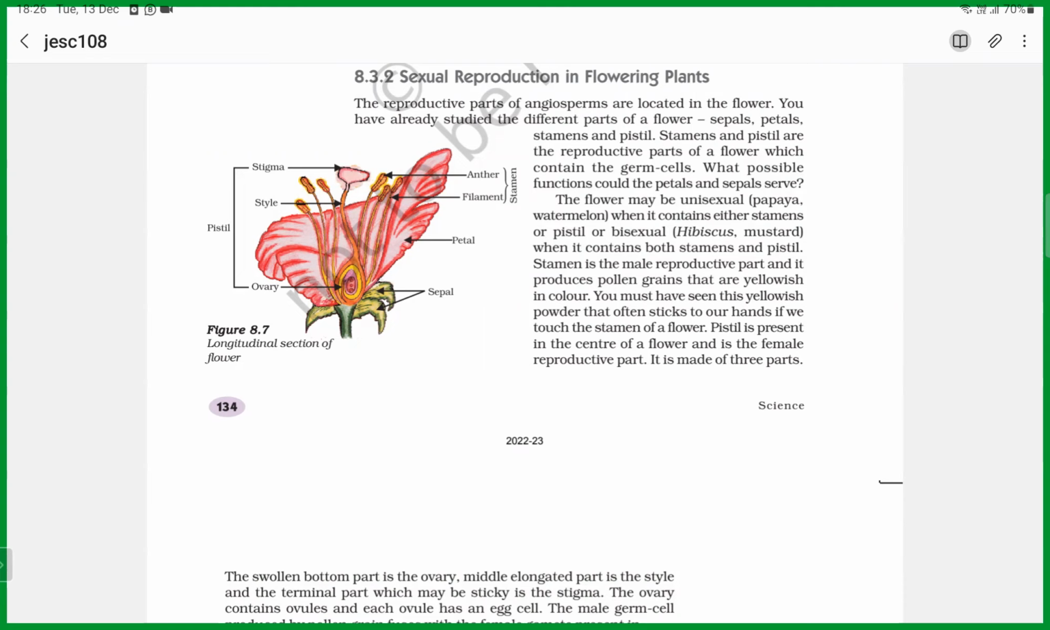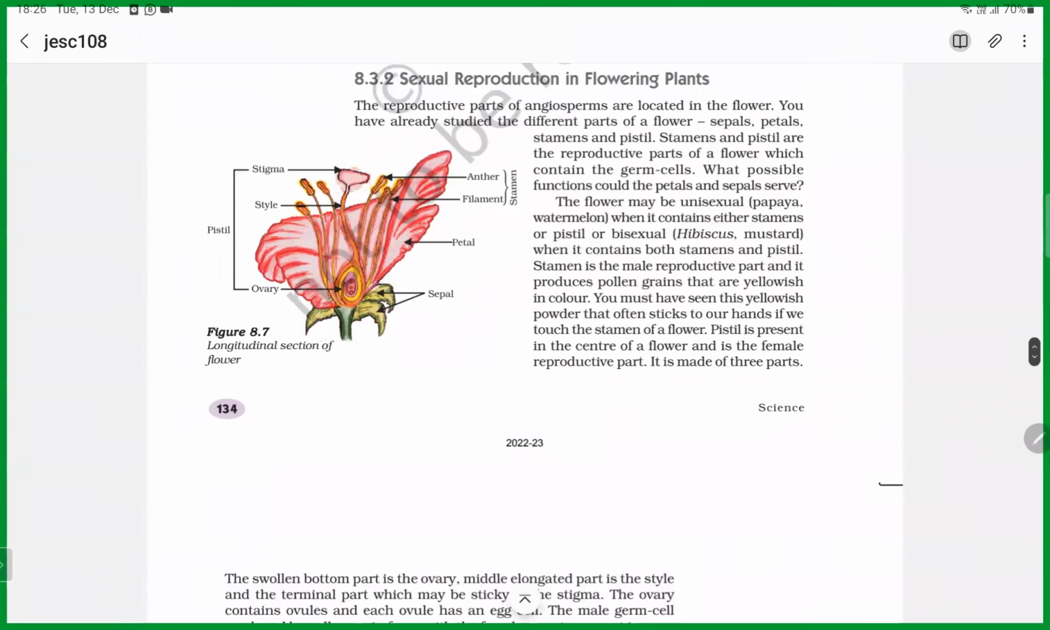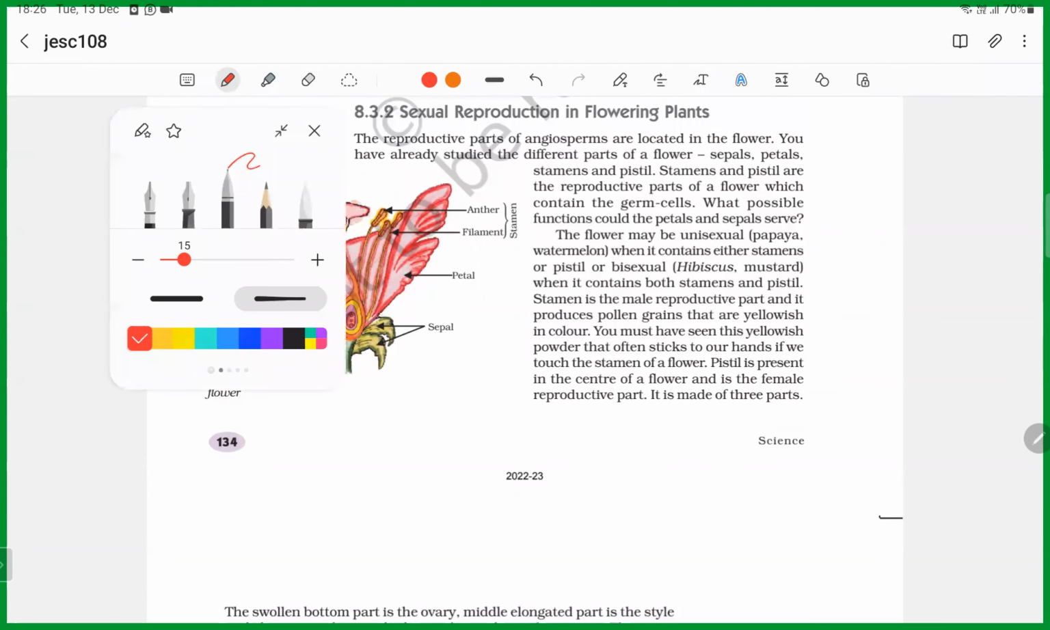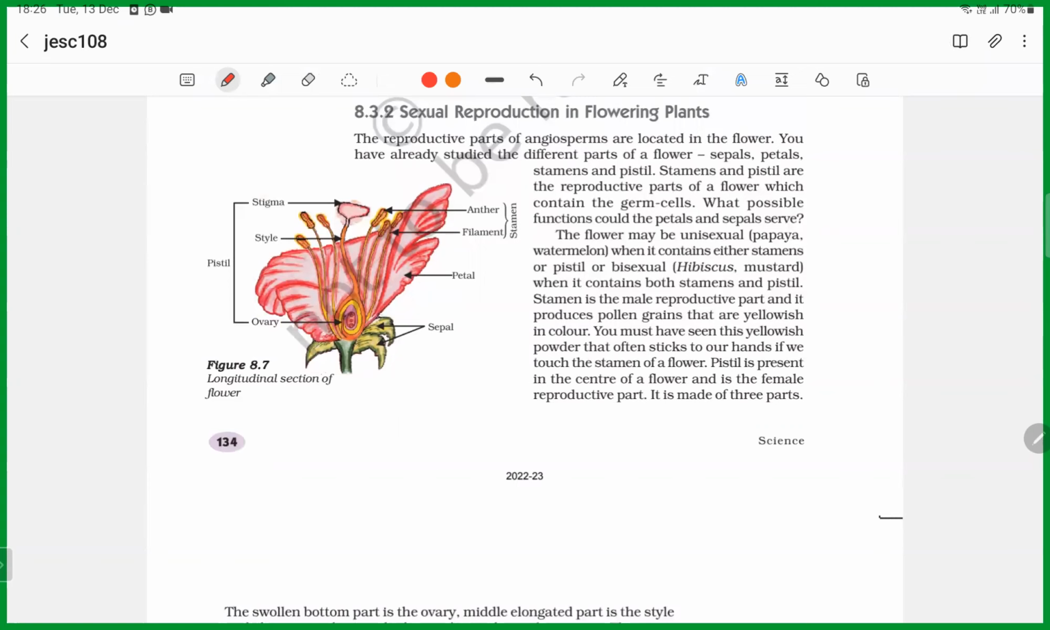These angiosperms and gymnosperms are actually the flowering plants. Only the flowering plants prefer the sexual mode of reproduction. Flowers are the reproductive organs of the plant.